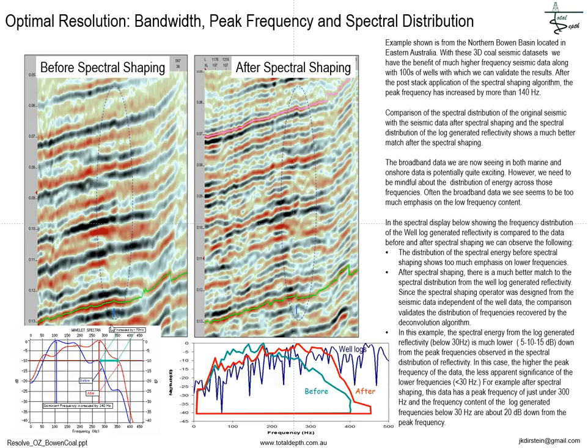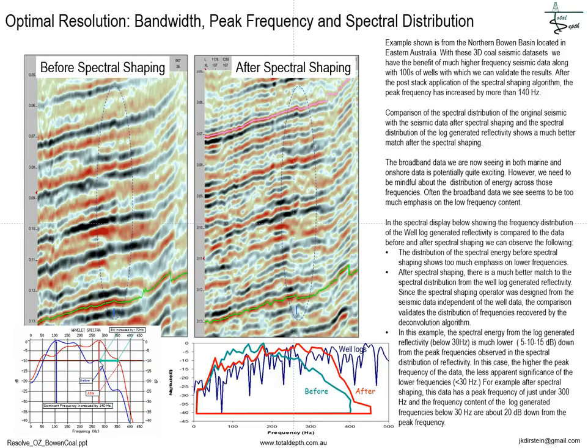Now, if we look in the lower left-hand corner at the wavelet spectra, we can see the wavelet spectra before in blue and after spectral shaping in red. Note the peak frequency of the data initially is around 100 hertz. Afterwards, we can see this increased by about 140 hertz to about 275. The bandwidth, we're also seeing an increase of close to 70 hertz in the data set.